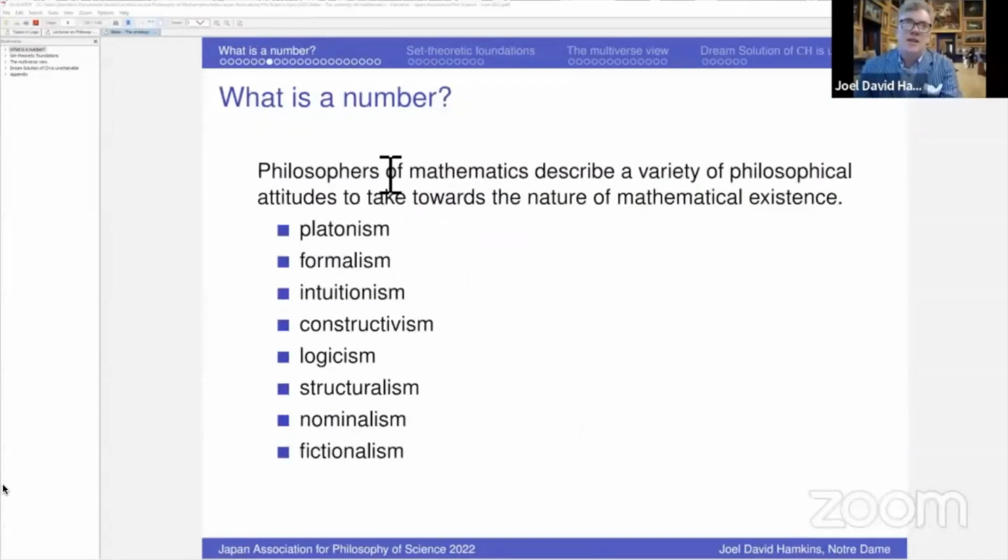So there's a lot of different philosophical attitudes that you can take, and there's many different philosophical positions in the philosophy of mathematics. I'm going to talk about a few of them. Platonism and structuralism and so on. And so all of these different positions have slightly different attitudes towards the nature of mathematical existence assertions and what it means to make an existence assertion in mathematics.